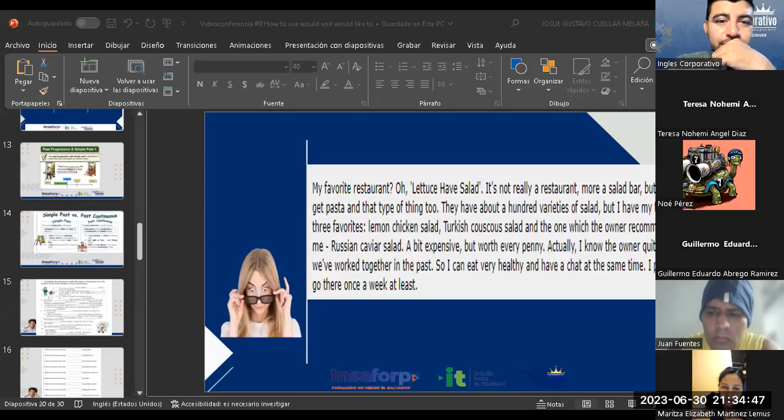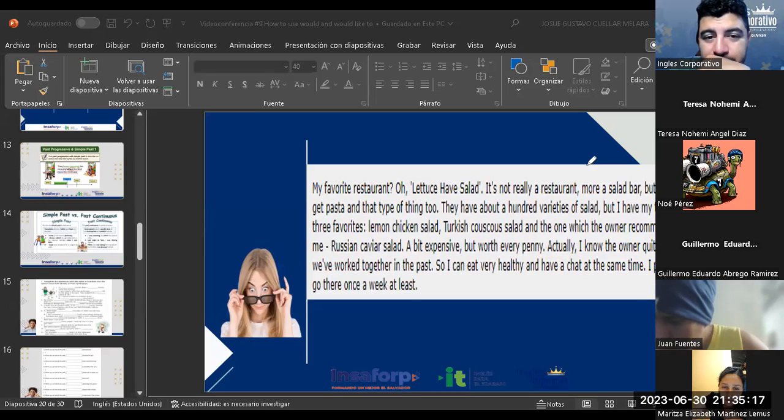And here we have this text. So we can see my favorite restaurant, lettuce, salad, and so on. As you mentioned, there are some very important words like pasta, varieties of salad, lemon chicken, Russian caviar, and a lot. If you notice, you have the word that I mentioned before, la palabra que he mencionado antes, actually, es como realmente, right? And you already know this word. So, yeah, we don't have problems with this.